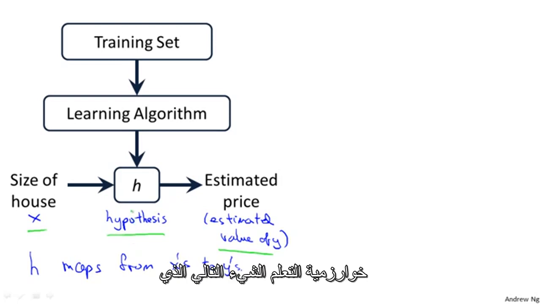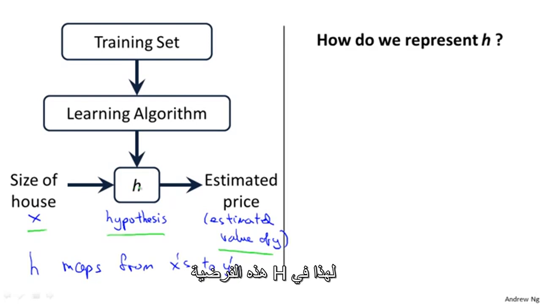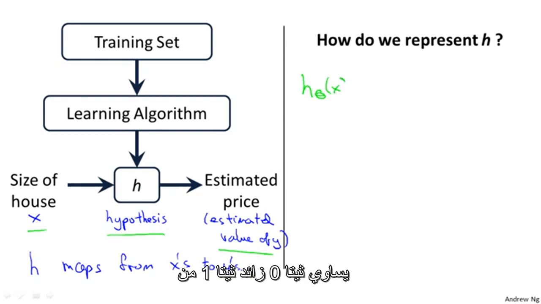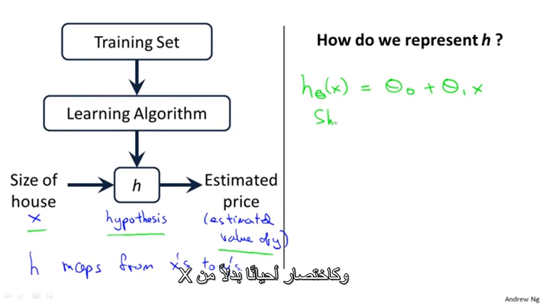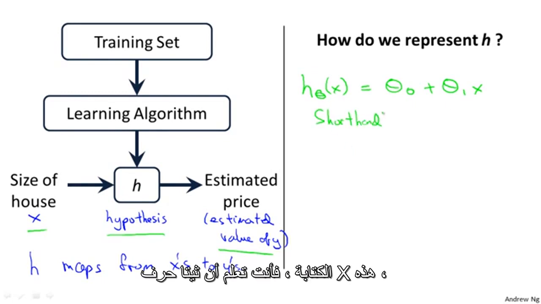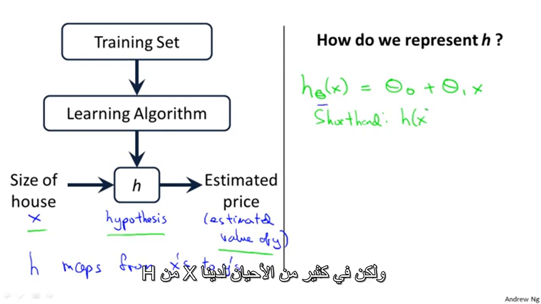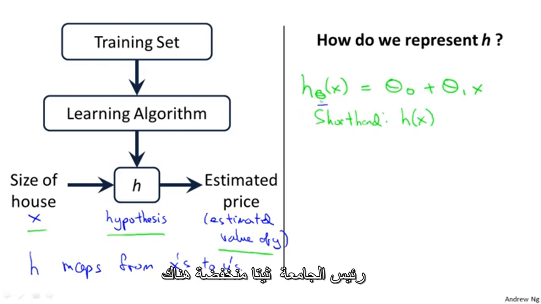When designing a learning algorithm, the next thing we need to decide is how do we represent this hypothesis h? For this and the next few videos, our initial choice for representing the hypothesis will be the following. I'm going to represent h as follows. I'm going to write this as h subscript theta of x equals theta 0 plus theta 1 of x. And as a shorthand, sometimes instead of writing h subscript theta of x, I'll just write this as h of x. But more often I'll write it as a subscript theta over there.